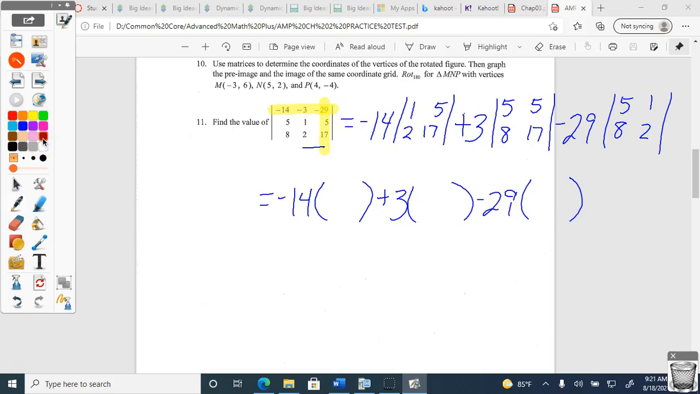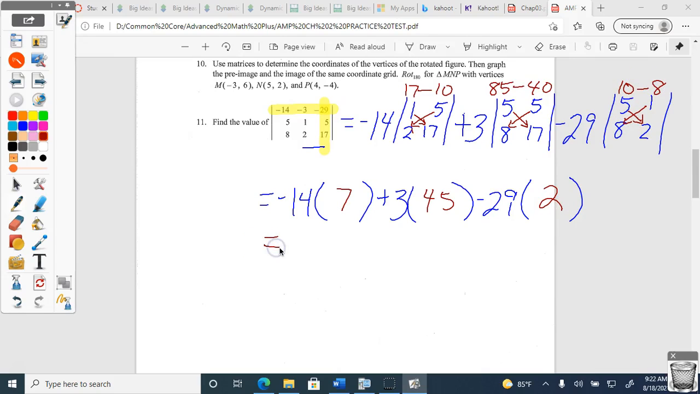Okay. So this is a 2 by 2 now. And we do 1 times 17 is 17 minus 5 times 2 is 10. So what's 17 minus 10? 7. Okay. Here, 5 times 17 is 85. Minus 40. 45. And then 5 times 2, 10. Minus 1 times 8 is 8. 2.